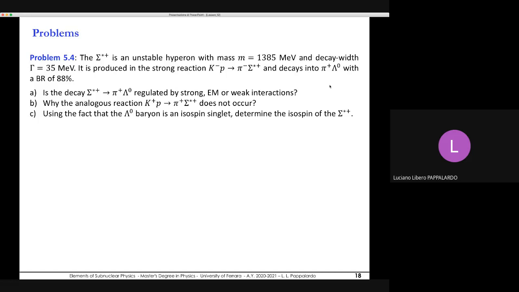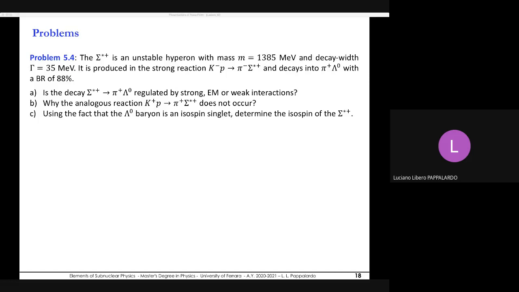Now, three questions. The first one: is the decay of the sigma star plus into pi plus lambda 0 regulated by strong, electromagnetic or weak interactions? Why does the analogous reaction not occur? Now we have a K plus instead of a K minus and a pi plus instead of pi minus. Otherwise, the rest is the same, but this reaction is not observed. Why? And using the fact that the lambda baryon in the decay is an isospin singlet, determine the isospin of the sigma star plus.